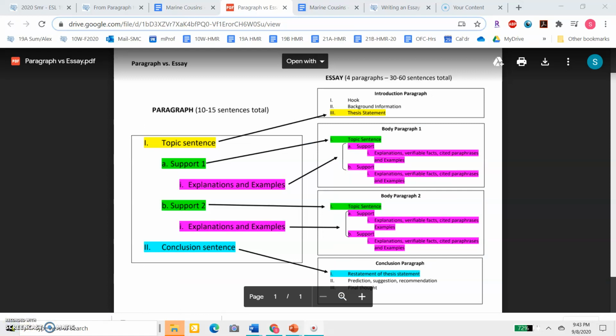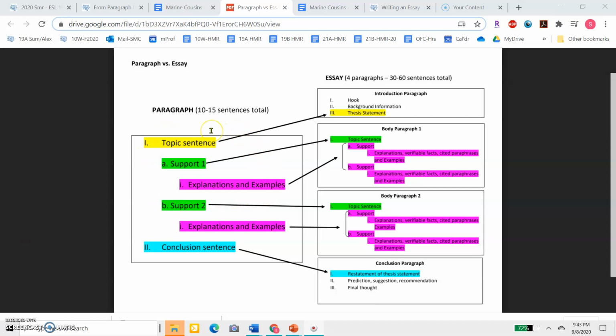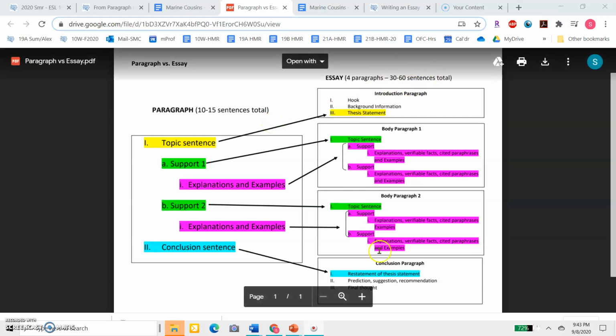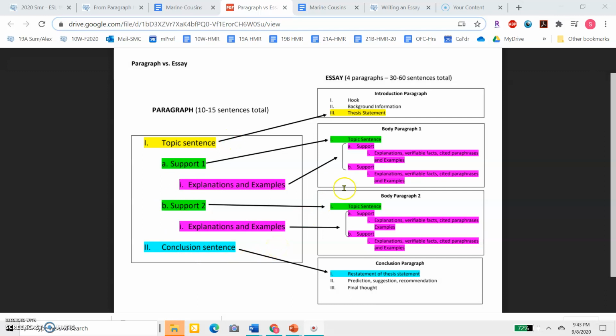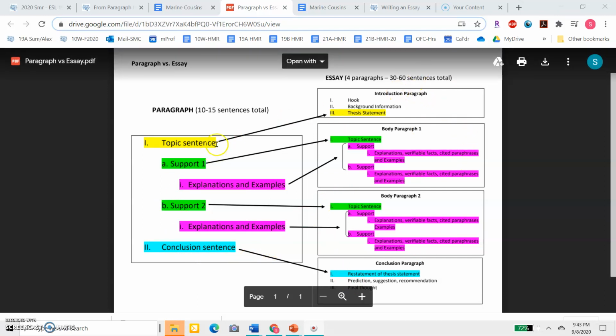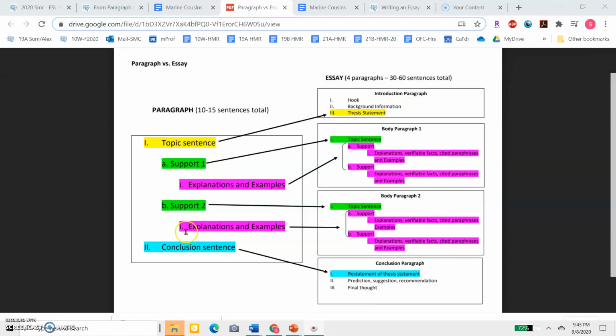Now let's take a look at how we can move from a paragraph to an essay. So a paragraph is usually around 10 to 15 sentences in academic writing, and an essay is much longer. So if we have just something to say, we might write a paragraph. But if we have a lot more to say, we'll write an essay. The paragraph structure, again, you've got a topic sentence at the top, a concluding sentence at the bottom, some support ideas. Here you have two, and then some explanations and examples. We call that evidence to support each of your supporting points.